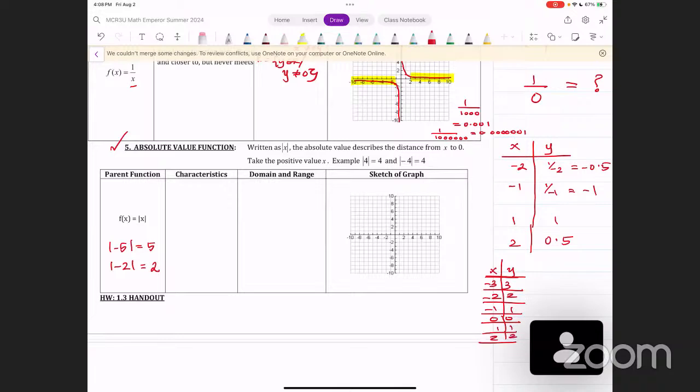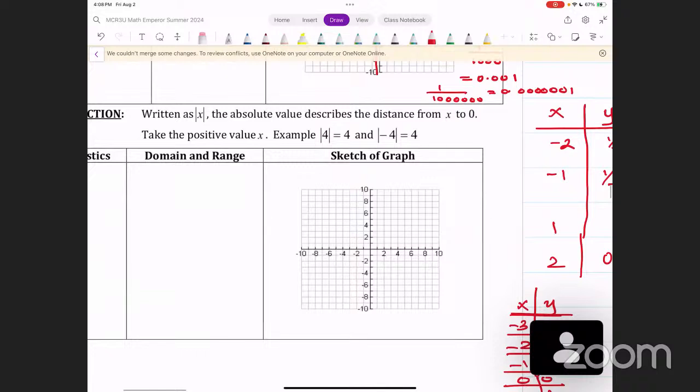So what that means is it's going to look something like this. Let me mark the points. On the negative side, it's also going to go this way, because we can only get positive values. Do you see that picture?